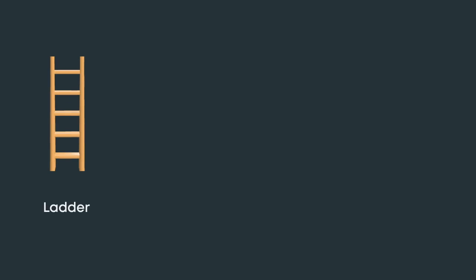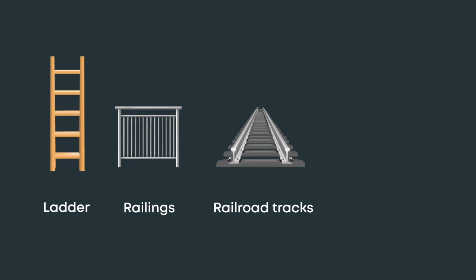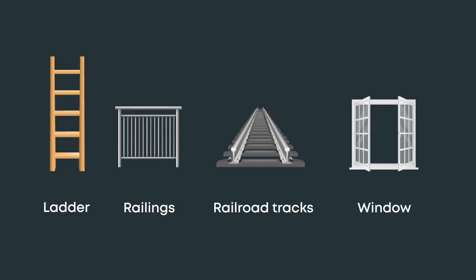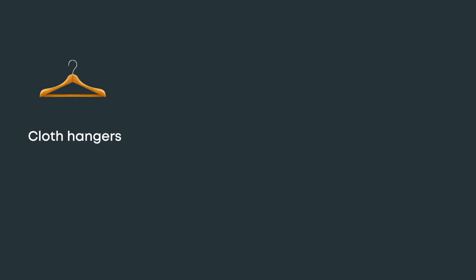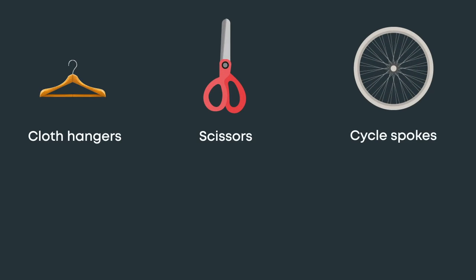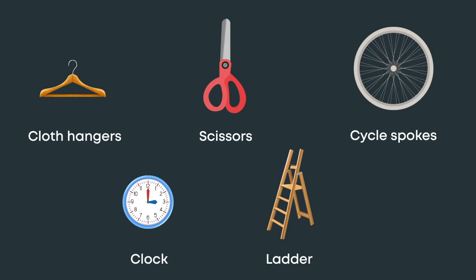Lines and angles are found in many places around us. For example, lines can be found in ladders, railings, railroad tracks, windows, etc. Also, we can find angles in cloth hangers, scissors, cycle spokes, clocks, ladders, etc.